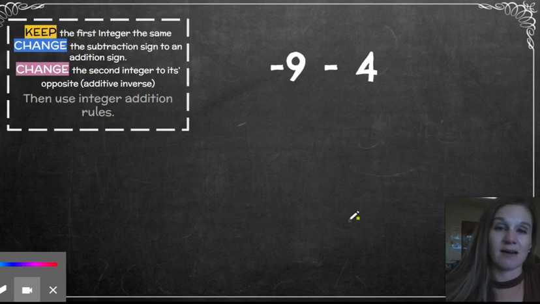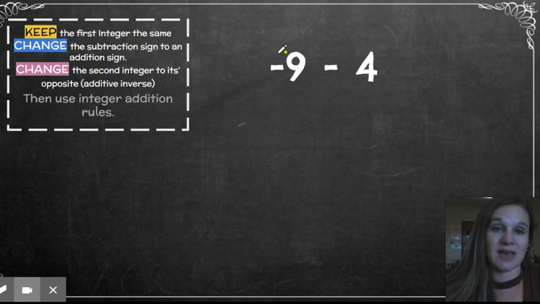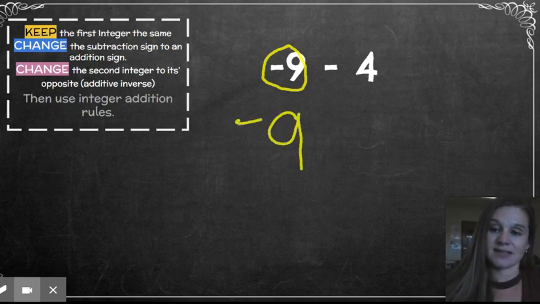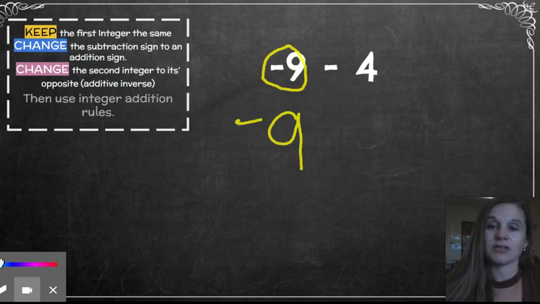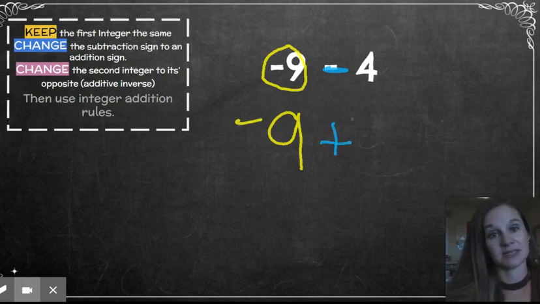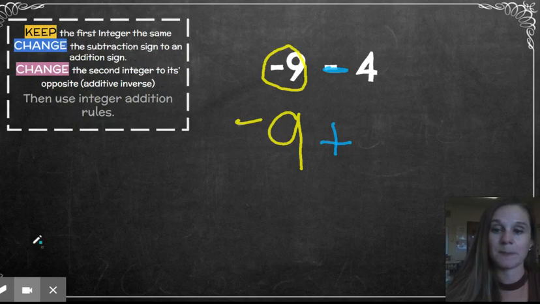So when we say keep, change, change, the first number we have here is -9. So we're going to keep -9. I'm just going to rewrite it, -9. Then the next step says to change. Our change means we're going to change this minus sign to a plus sign. Notice that up top it's a negative or a minus, and below it's a positive or a plus.